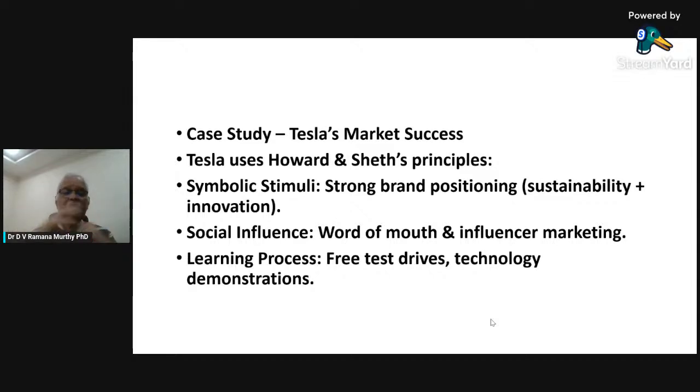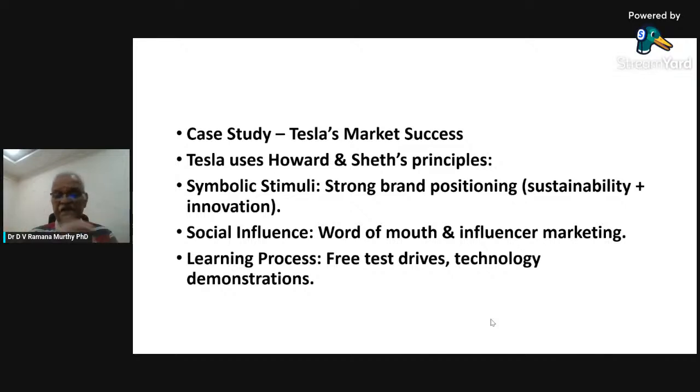And then what is the learning process as such? How does the customer form an attitude to buy a Tesla car when compared to other brands and other cars available? One, you give a free test drive. Tesla has given free test drives, and they also demonstrate the technological specifications of that particular product. First, the trial itself is fantastic. Giving free test drives itself is a good thing. And then, of course, they demonstrate the technology inside the car.